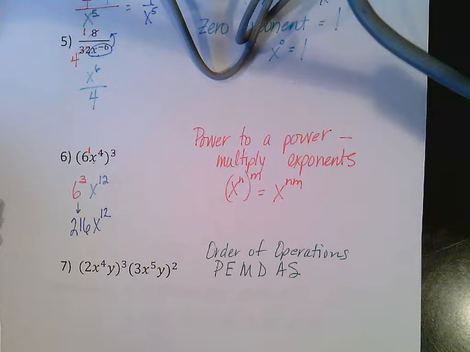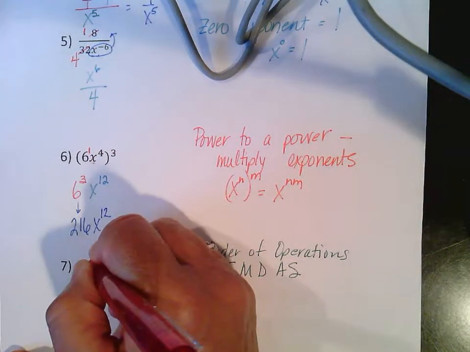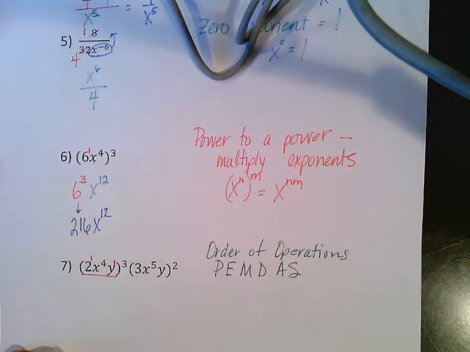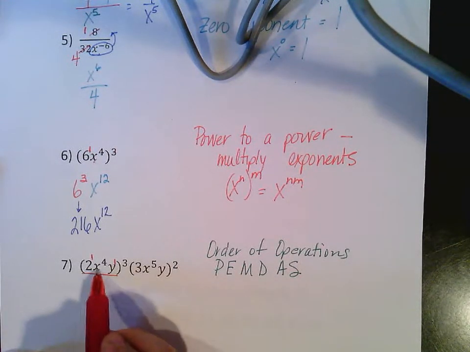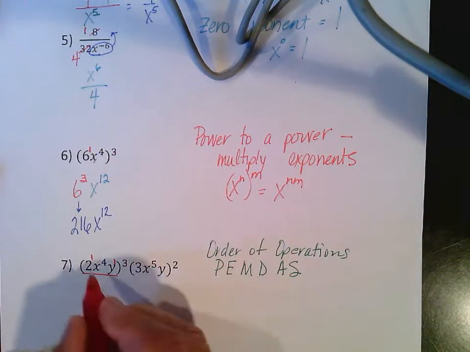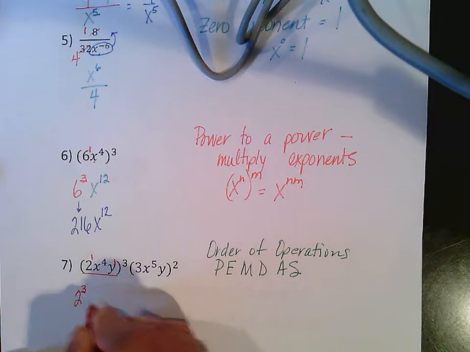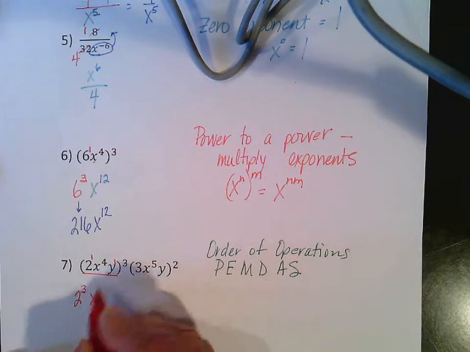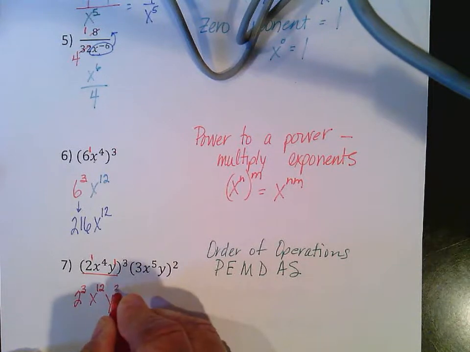So the next thing are your exponents. And we're going to do one term at a time. This term is being raised to the 3rd power. I'm going to go ahead and put 1s for exponents on the ones that don't have exponents to remind me that that's a 1. Each one of these exponents is going to be multiplied times 3 because this is the power to a power rule. So this term is going to become 2 to the 3rd. 4 times 3 is x to the 12th. And 1 times 3 is y to the 3rd.